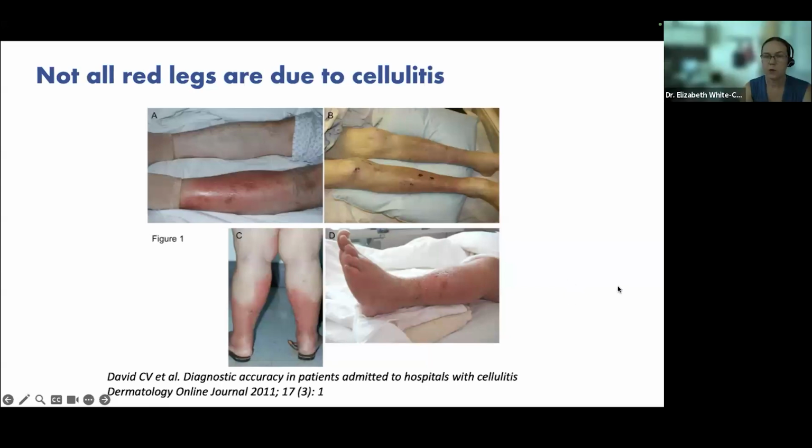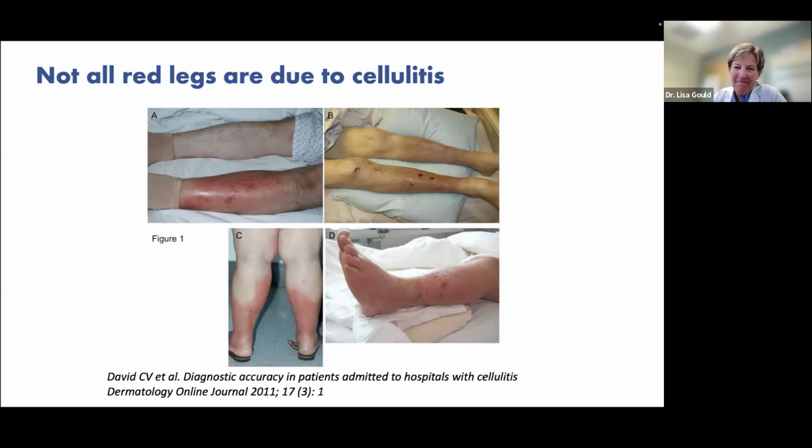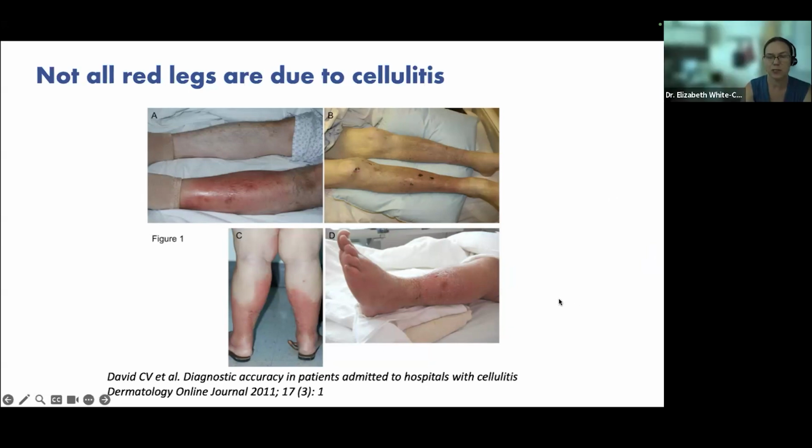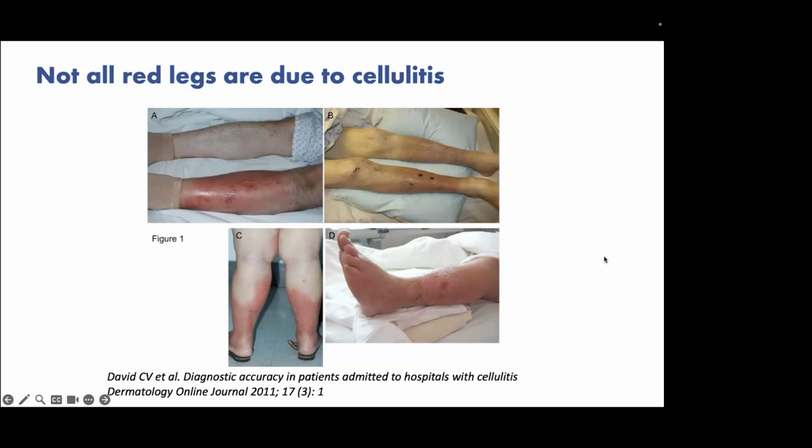All right. So here we have a quiz, if I remember correctly. So not all red legs are due to cellulitis. So A, B, C, or D. Which one do you think is cellulitis? Sarah, do we have a poll on this one? We do.